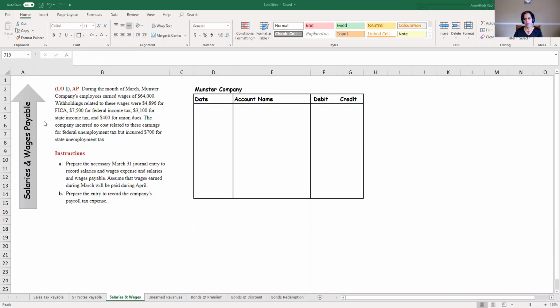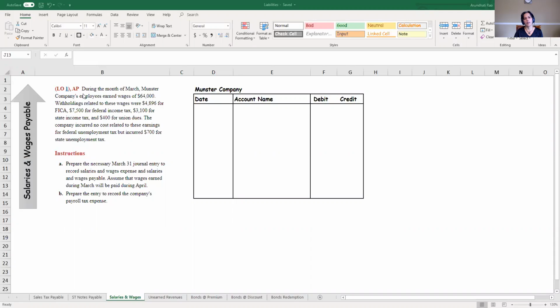Most companies pay wages every 2 weeks. The wages have to be recorded, and depending on what the month end or year end is, you may have accrual journal entries. Let's work with this example and see how we would do the journal entries.